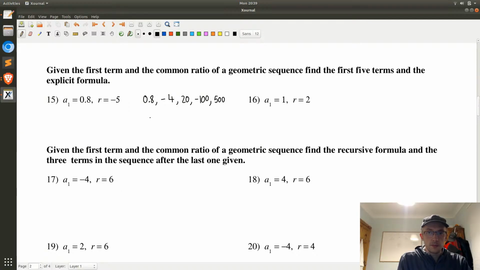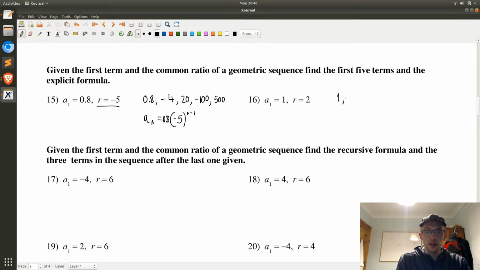So the explicit formula. The common ratio is obviously -5. They already say that. But anyway, the explicit formula, well, that would be a_n equals... You have to do something to the nth power of -5. Well, what we're going to do is take away 1 and then times it by 0.8. How about that? That seems to work just fine.